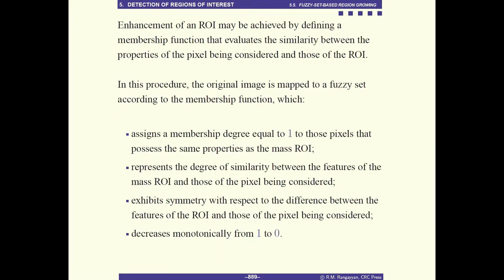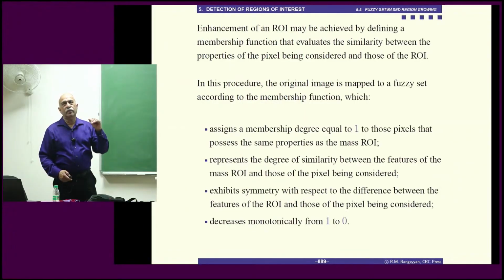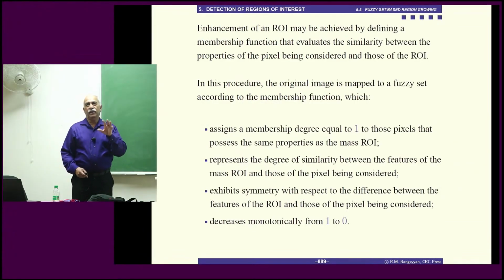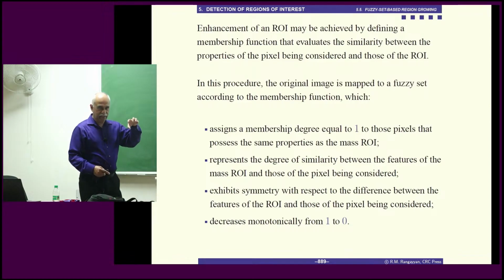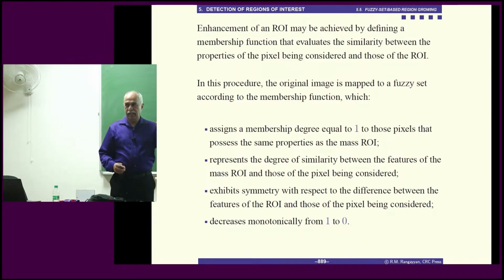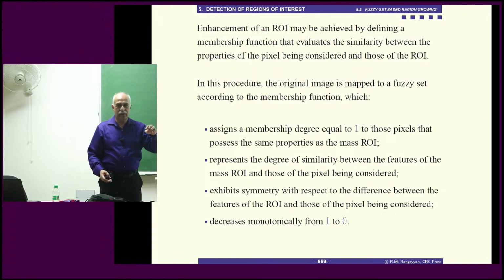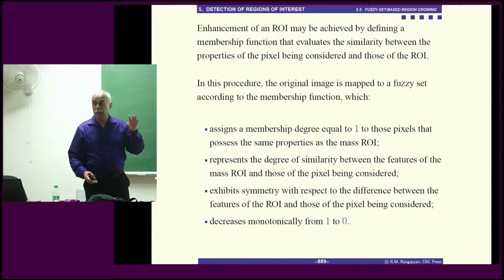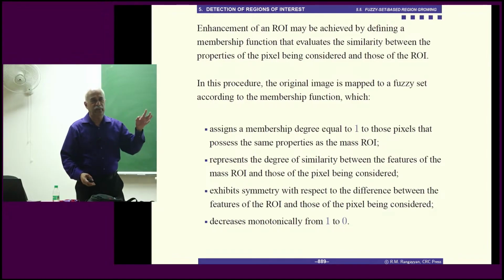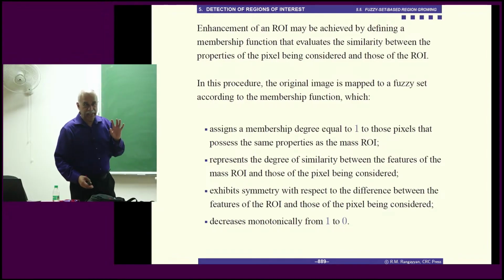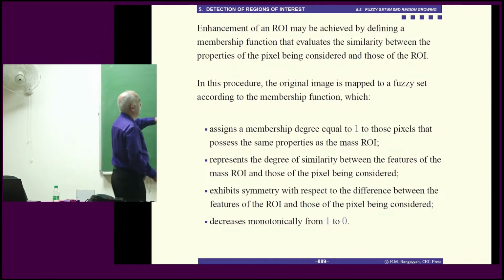So you can call this enhancement, in the sense that regions or pixels in the image that do not belong to this mass, or whatever it is you are defining, will have low values. Those that are determined to be part of this fuzzy set will have high values. And these values are between 0 and 1. And later on you can threshold or do something more. But in the initial step, you get this.